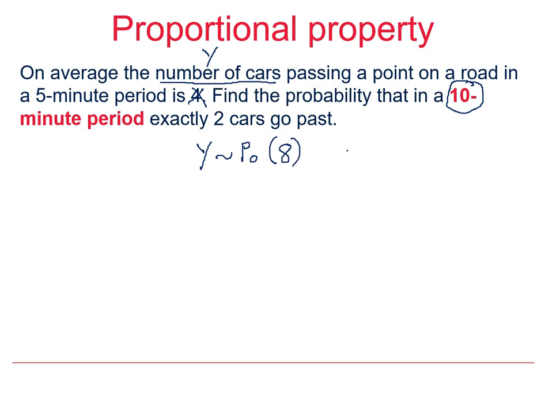And if we want to find the probability this time that we have exactly 2 cars, the probability that y equals 2, that would be e to the minus lambda, which is 8 this time, lambda to the power 2 over 2 factorial, and you should find that that comes to 0.107. And of course that's a far smaller probability than getting exactly 2 cars going past within the 5-minute interval.